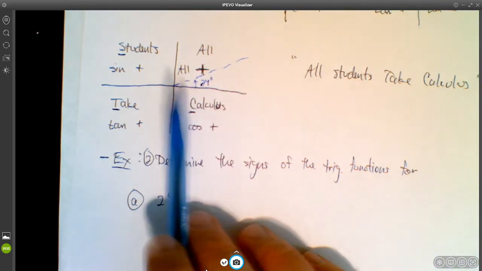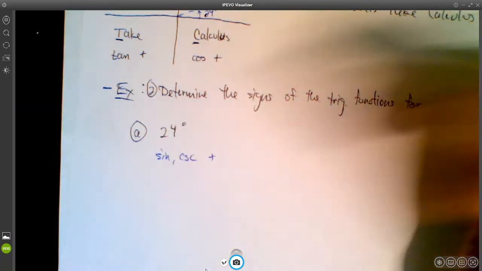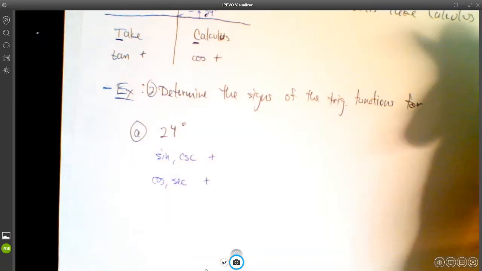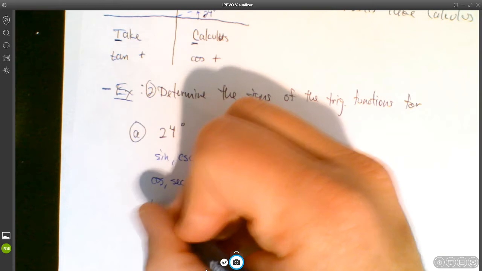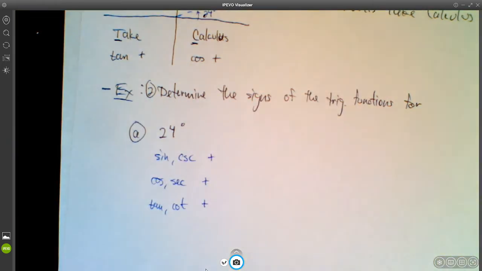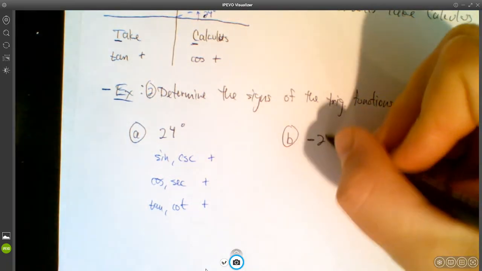That means all of the trig functions are positive there. So if we're looking at sine and cosecant, right, they're positive. If we're looking at cosine and secant, they're positive. And if we're looking at tangent and cotangent, they're positive, right? All of the trig functions are positive in quadrant 1. Let me give you a different example. Let's do negative 24 degrees.